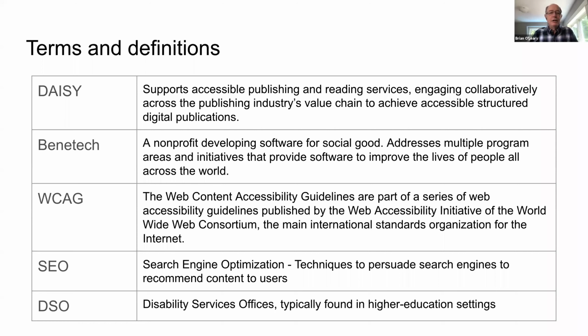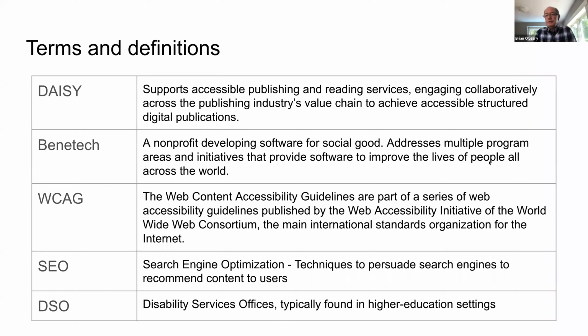Perfect, thank you. So we're going to talk about several things today, probably multiple times. So we wanted to provide a little bit of background on both some organizations and some acronyms that are commonly used in the accessibility universe. DAISY is an organization that provides support for accessible publishing and reading services, and does a lot across the industry to provide accessible structures for digital publications.